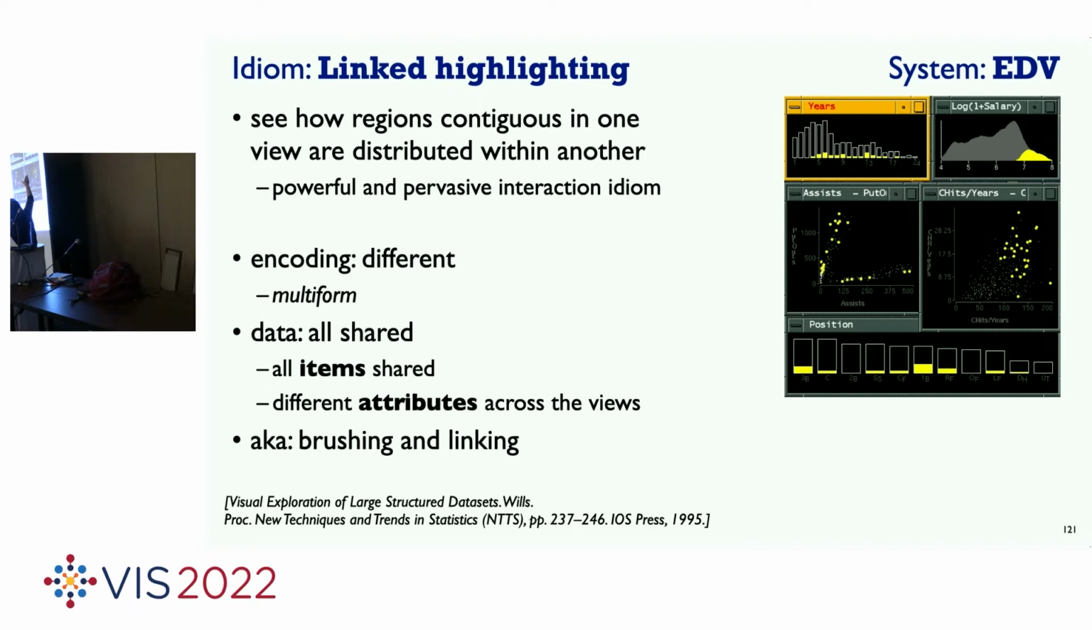That's the log view of salary on the upper right. And then they're analyzing, well, it seems to happen in most positions and even in most levels of seniority, and even in terms of who actually gets assists or gets people put out. But it does seem to be correlated with the number of hits per year, which is this view here on the middle right. So we're able to see when it is correlated and when it is not correlated, so we understand how these items that we see across all the views have different attributes.